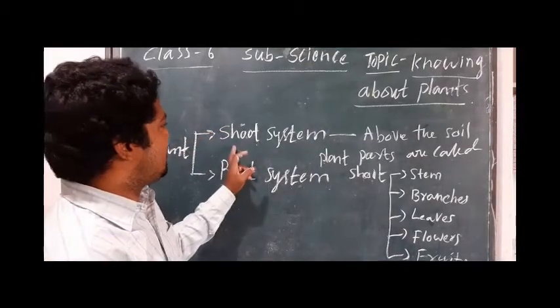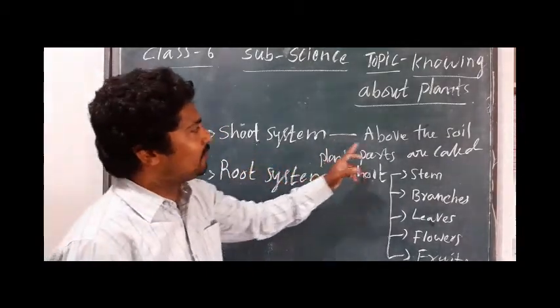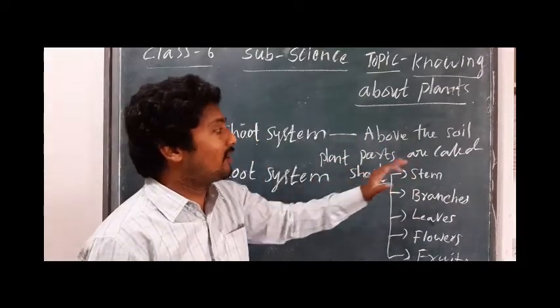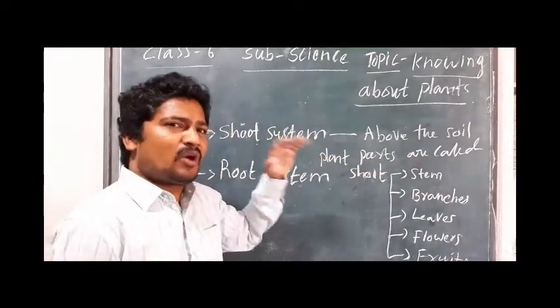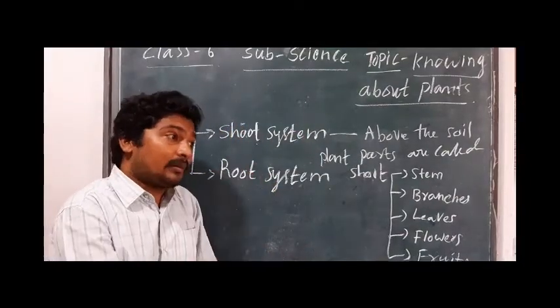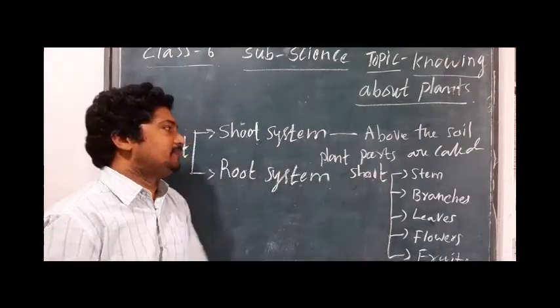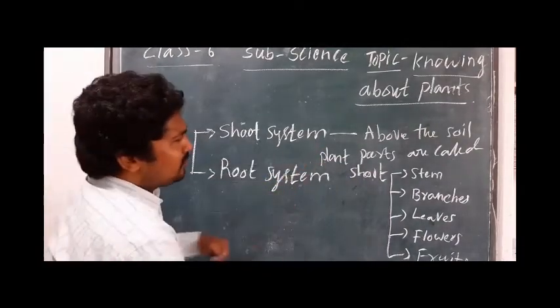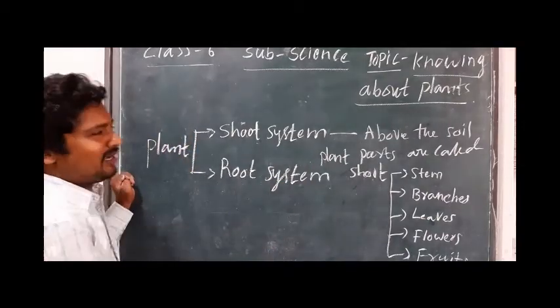So once again, what is the shoot system? The plant parts above the soil are called the shoot system. Whatever plant parts you observe above the soil, that is the shoot system. Next one is the root system. Quite the opposite.